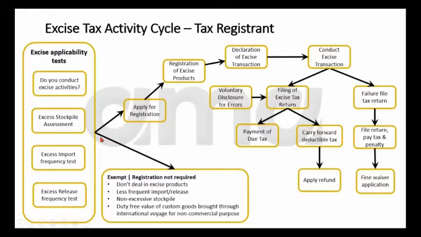On the contrary, maybe the answer to these questions is no. So in that case, there are exceptions or exemptions for the people who are not required to register. For example, there are people who don't deal in excise products straight away. They're out of the ambit of excise tax. Then there are less frequent imports or releases. Definitely, like we do in value-added tax, if there is a threshold, likewise there is a limit for this excise tax where one should register. If that limit is not fulfilled, definitely he won't need to be registered, and we will subsequently see what those limits are. Likewise, if there is a non-excessive stockpiler, he is not reaching the limit of the stockpile where he should be a tax registrant, he won't need to be registered.